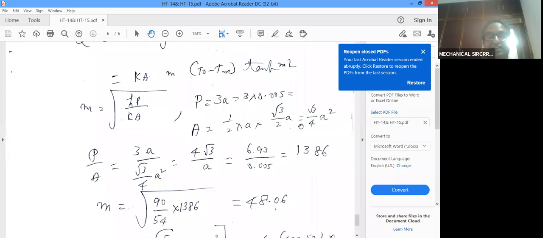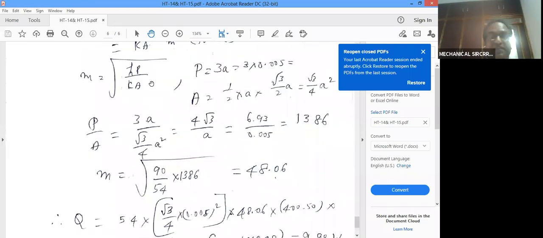Okay. Now, how do you calculate m? By using this formula, square root of hP by kA. Here you can use either of the methods: by calculating the perimeter and the area, you can substitute the P value 3a and the area value square root of 3 divided by 4 into a square.